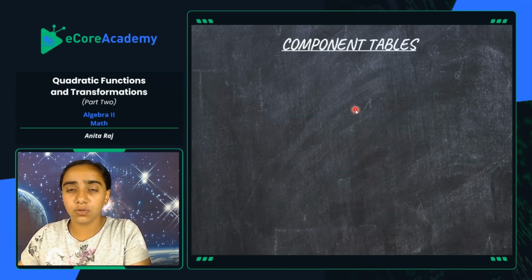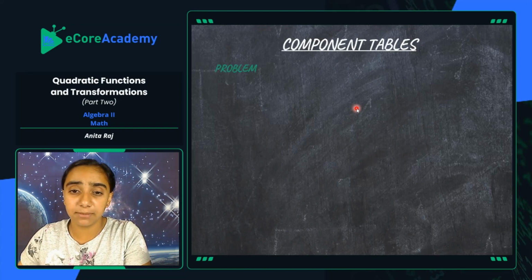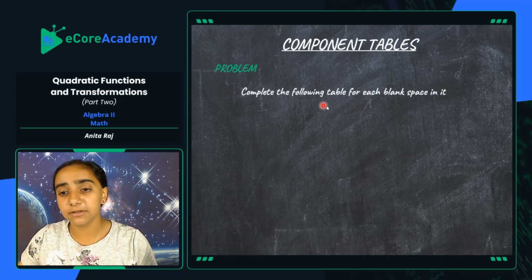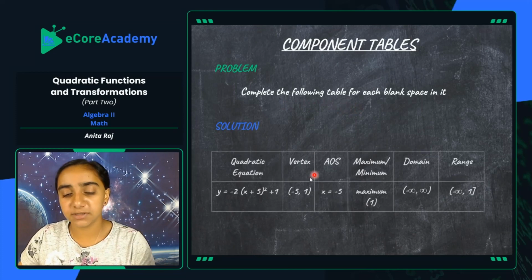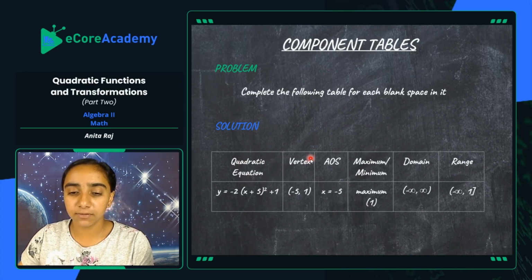Now I want to do what I call a component table. So the problem is we're going to be completing the following table for each blank space in it. And I'm just going to bring up the table here. And it's called a component table because I'm giving you a quadratic equation, and we're breaking the quadratic equation into its components as listed here. So we're going to break it into its vertex, its axis of symmetry, maximum or minimum value, domain, and range. So we're going to be solving this together.